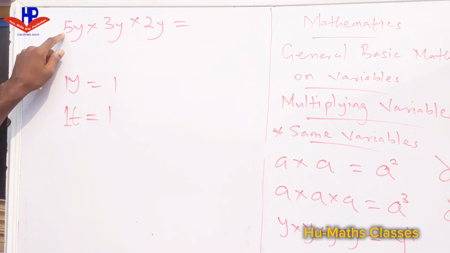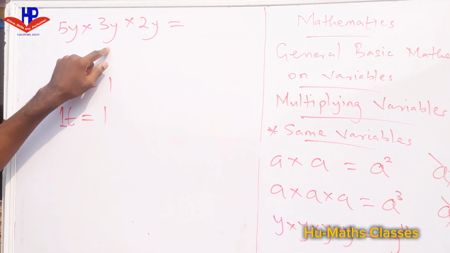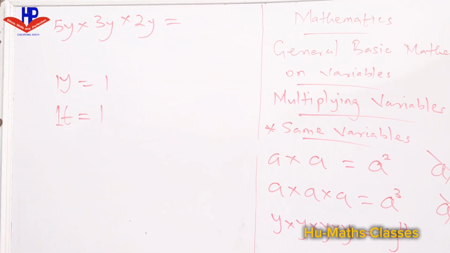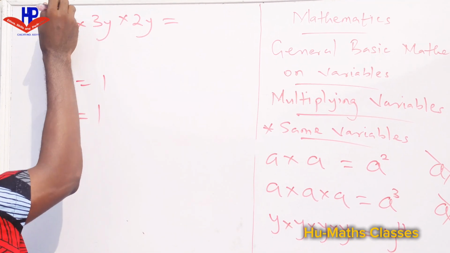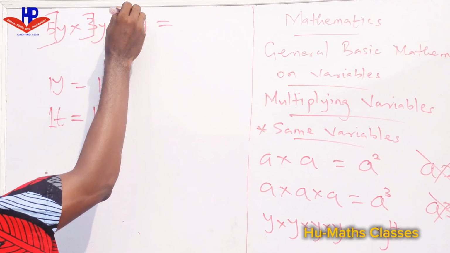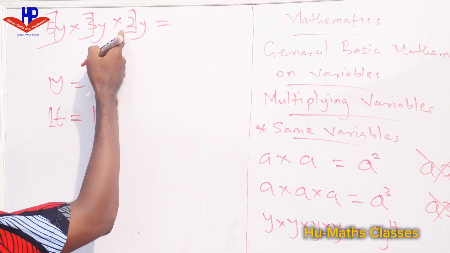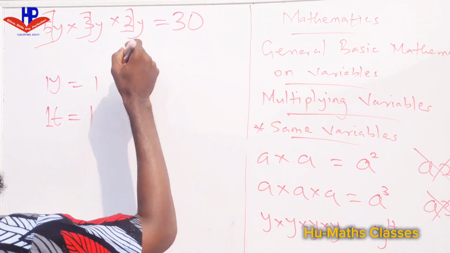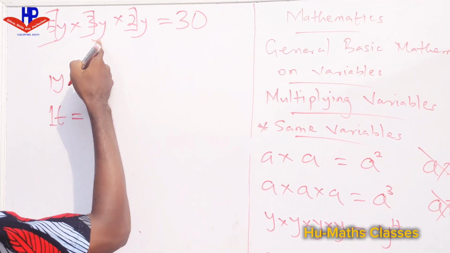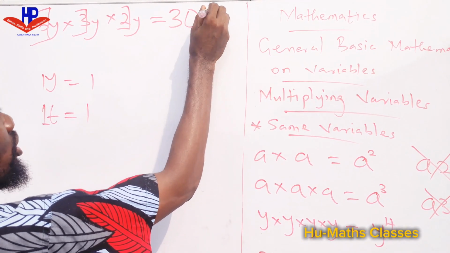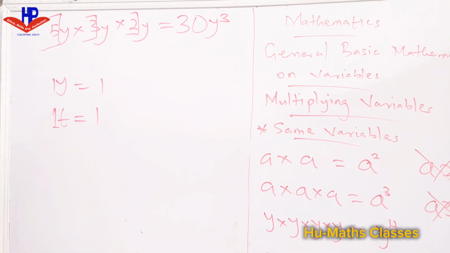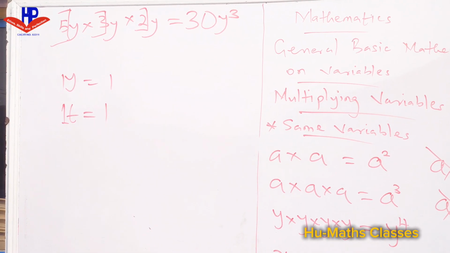So in this case, we have 5y times 3y times 2y. We have to multiply the coefficients first before we multiply the letters. 5 times 3 is 15. 15 times 2 is 30. Then y times y times y is y raised to power 3. So our answer is 30y raised to power 3.